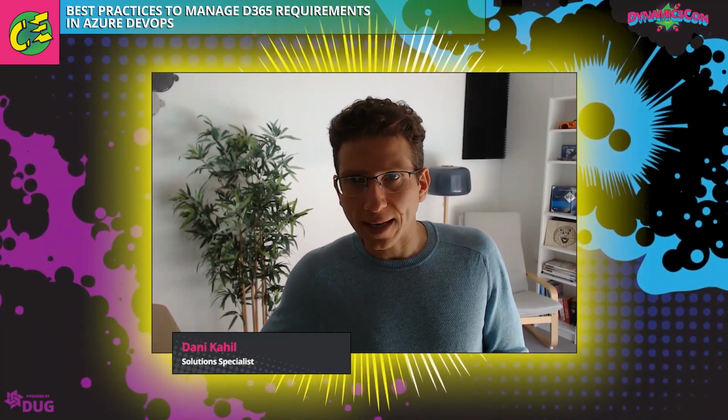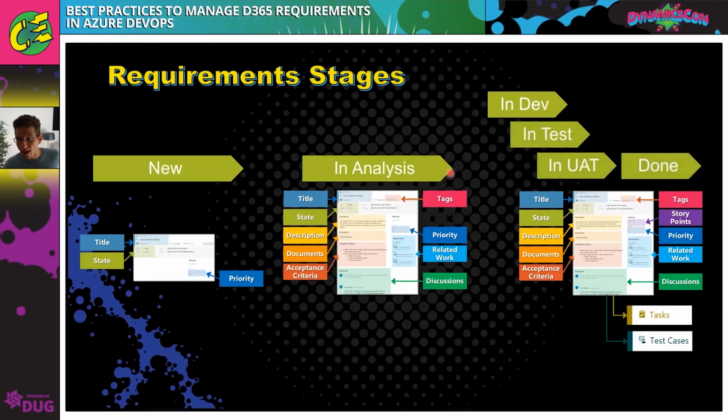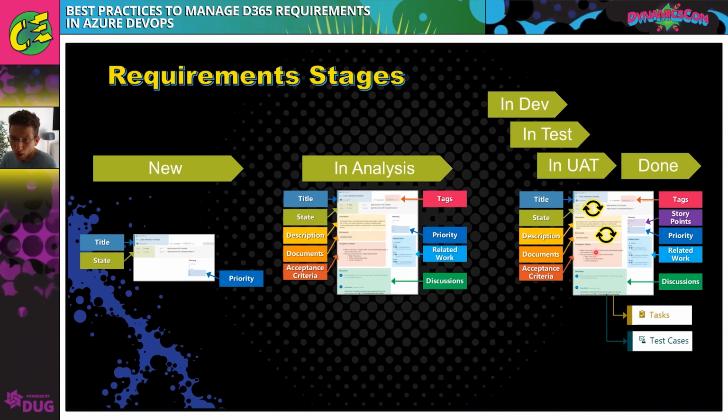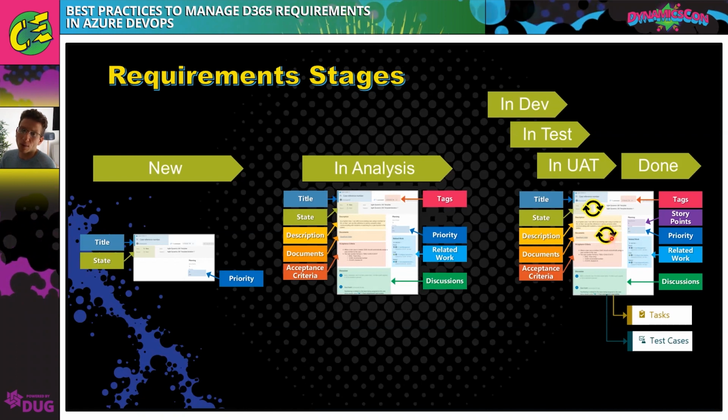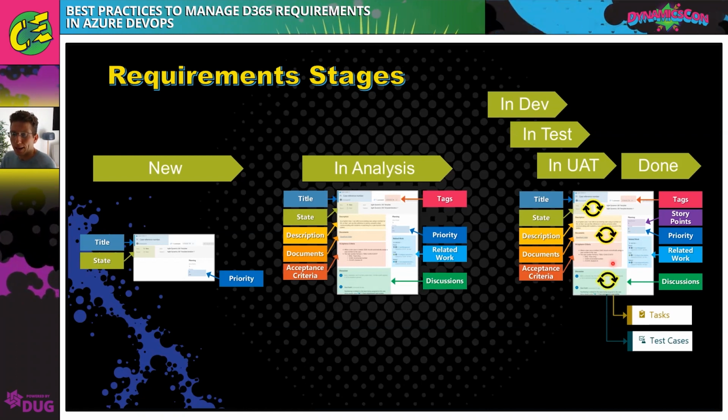To continue on the stages, because we're missing a few: I often use new, analysis, dev. I also have the other states that I often use for a user story: in test, in UAT, and then done. As you go through those stages, of course your state changes, but also documents are being changed or updated. Discussions are being added, related work, and maybe new tasks or new stories might be picked up during tests or during UAT.